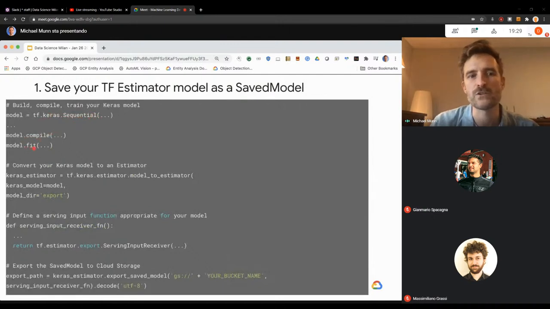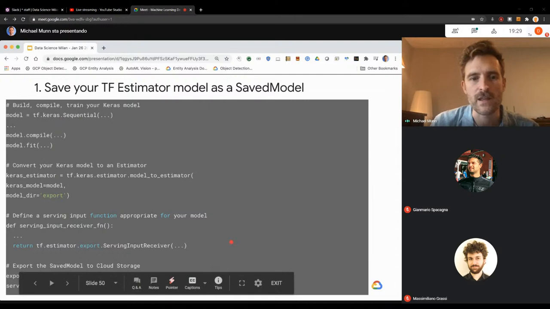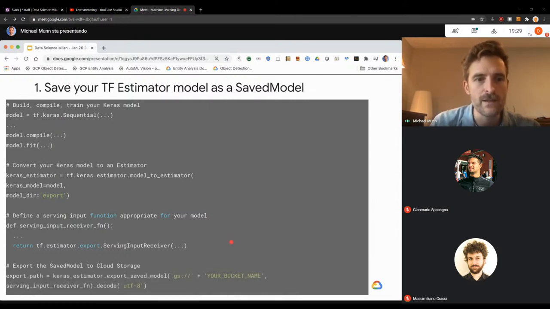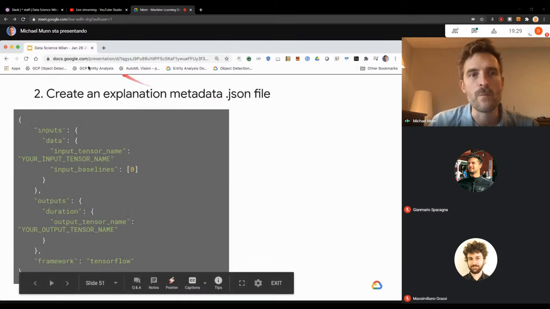We compile the model, we train, and then we save our models to some location in cloud storage. In the last 2 lines, we export the saved model to cloud storage so that we can deploy the model. As I mentioned before, you create a metadata JSON file.